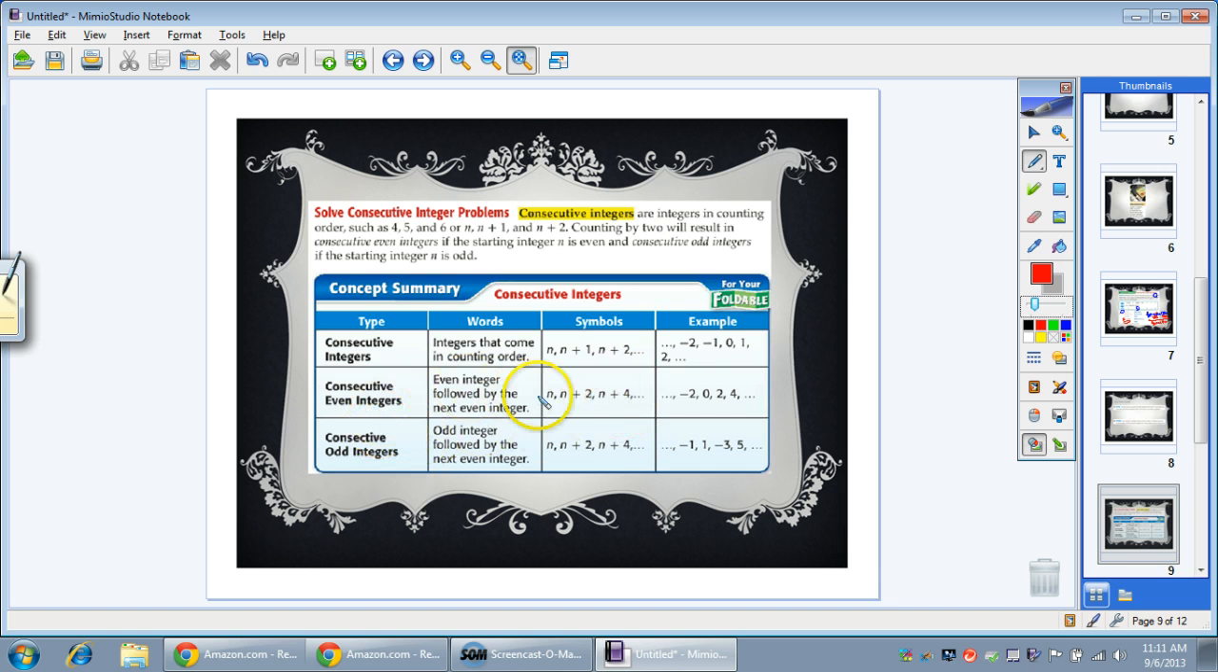Now, it's the same thing when it comes to odd integers, because whatever number you start with is going to be an odd number. So you skip n plus 1, you go on to n plus 2. So you're skipping every other number. Even though this one is even and this one is odd, your symbols are going to look the same, because your starting number n will be even here, and your starting number n will be odd here as well.